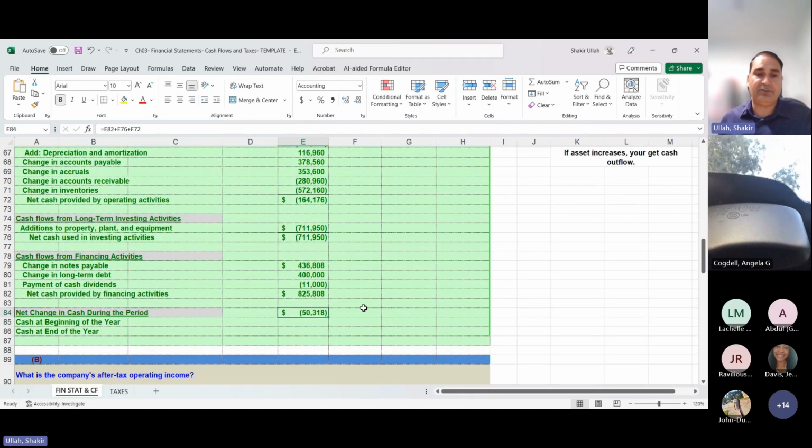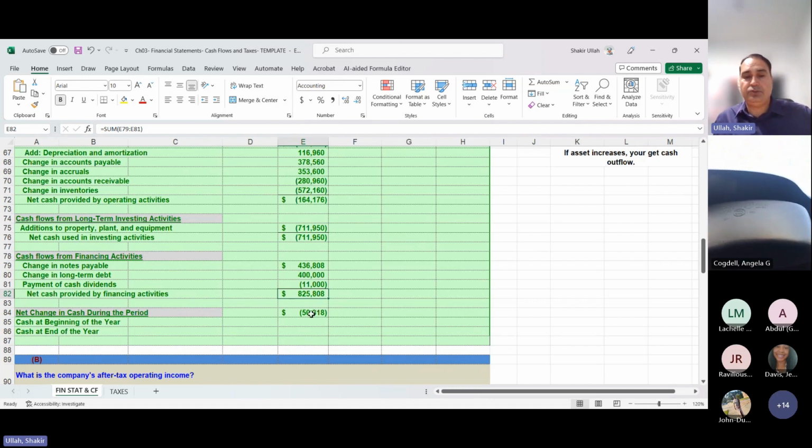50,318, but that is a negative number, which means that overall, despite so much borrowing, $825,808 of borrowings, we still have reduced our cash balance by $50,318. And we can check that.